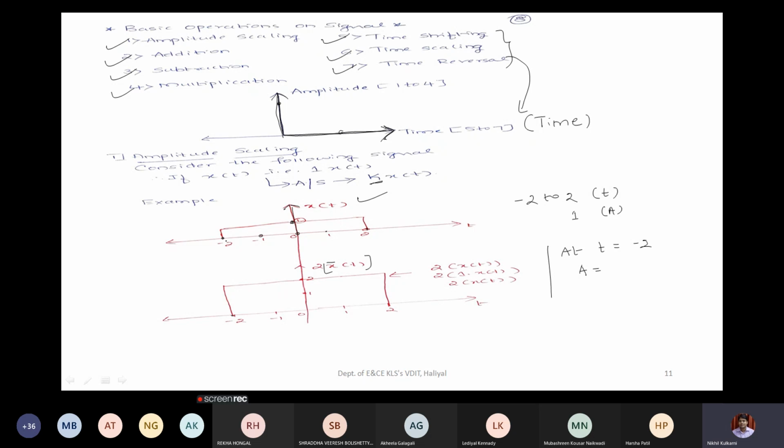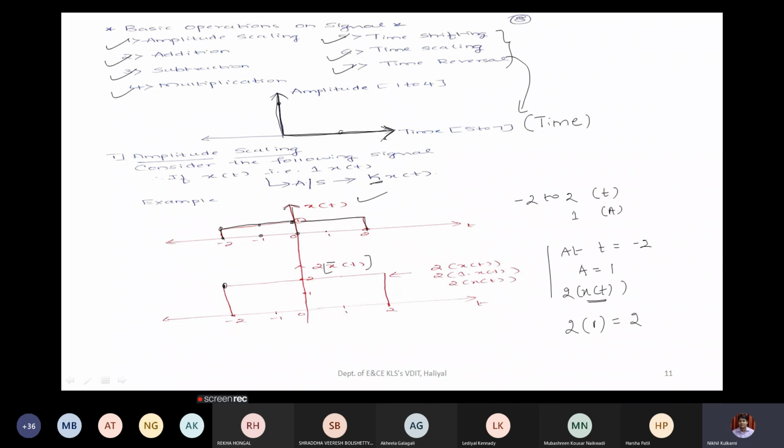What is the amplitude here at t equal to -2? It is 1 only, right? So amplitude is 1. Now what do we want? We want 2 times x of t. You are referring currently to t equal to -2. If you multiply by 2, what will happen to that amplitude? It will be scaled. At -2 we had 1, so now it will become 2.